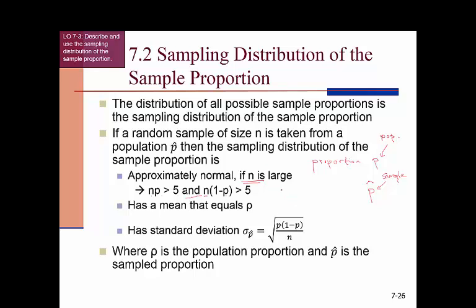Now remember when we said that sigma, the spread of x bar, was sigma over square root of n? For proportion, it's a little bit different. Sigma of p hat is equal to the square root of p times 1 minus p over n. And if you don't have the population values, we'll have to use the sample values to estimate the population value.